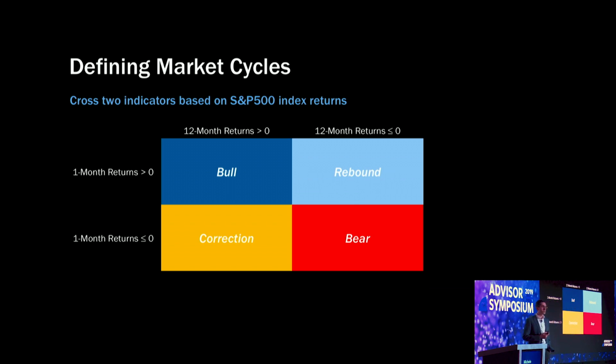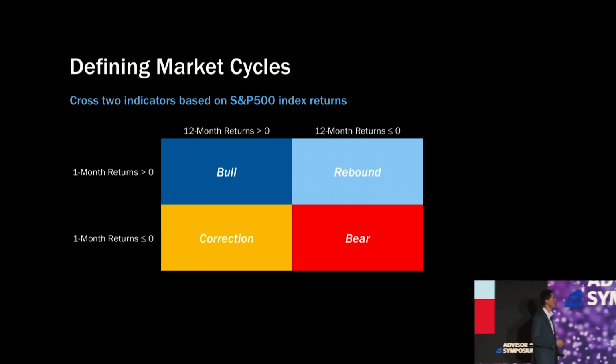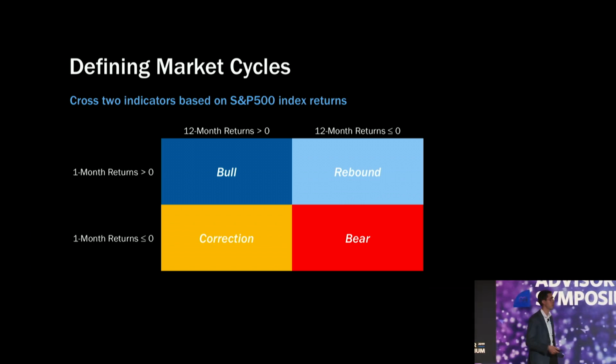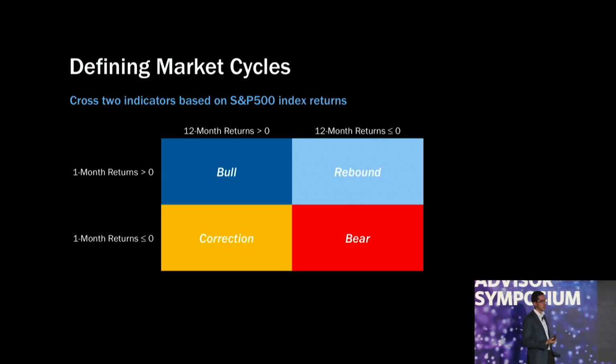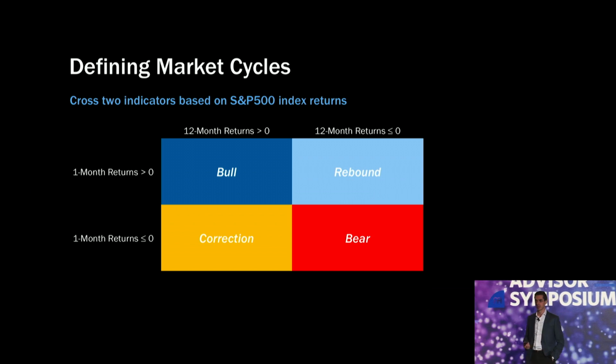Unfortunately, there is no agreed definition of what a market cycle is, so I had to come up with one. Actually, I had to come up with four. I wanted to figure out what are the bulls, the rebounds, the corrections, and the bear markets. And since I'm lazy, I just wanted to use an Excel spreadsheet.